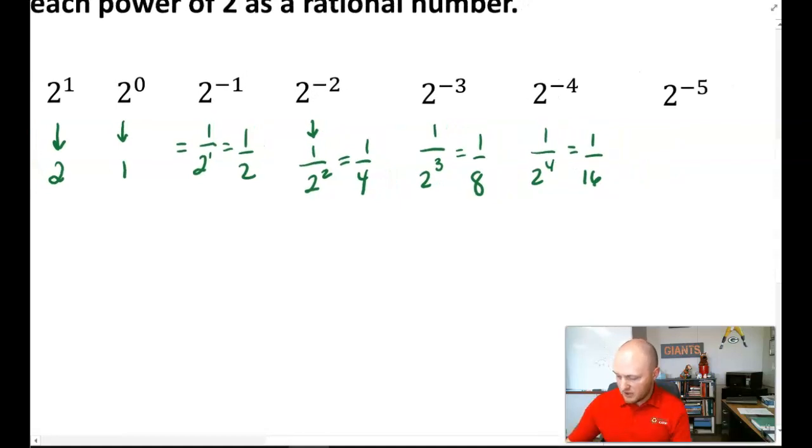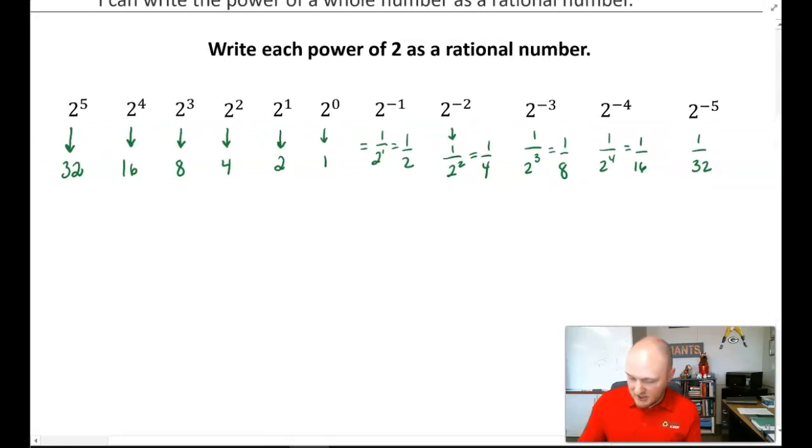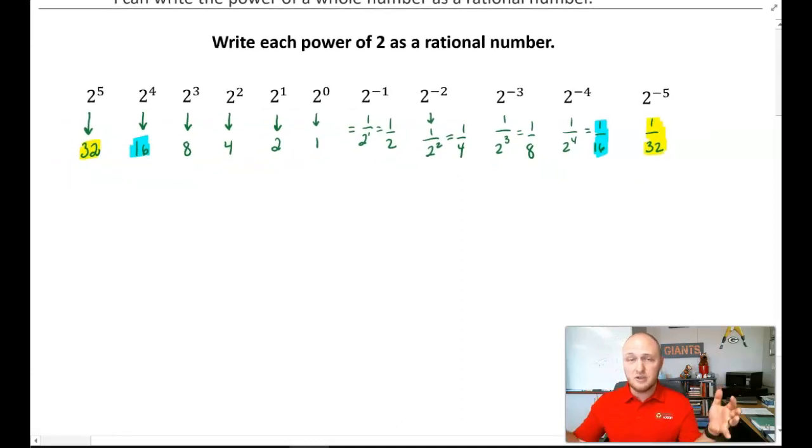And I forgot, I had one last one. And then hopefully you noticed a pattern. Did you pick up on the pattern? 2 to the negative 5th. This is 1 over 2 to the 5th, which is 1/32. Now I do want to highlight some connections here. Do you see the connection between 2 to the 5th and 2 to the negative 5th? It's 1 over 32. And if you look at 2 to the 4th and 2 to the negative 4th, 16 and 1 over 16. So there are connections amongst these exponents. It's the same value, it's just the reciprocal of it.